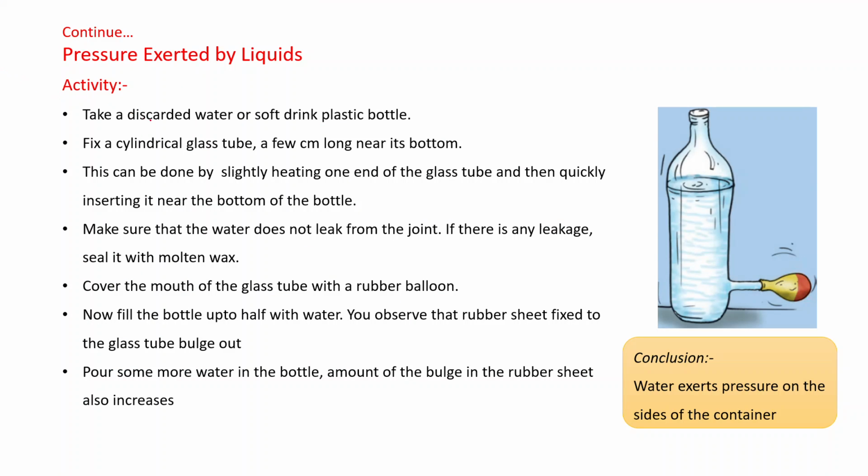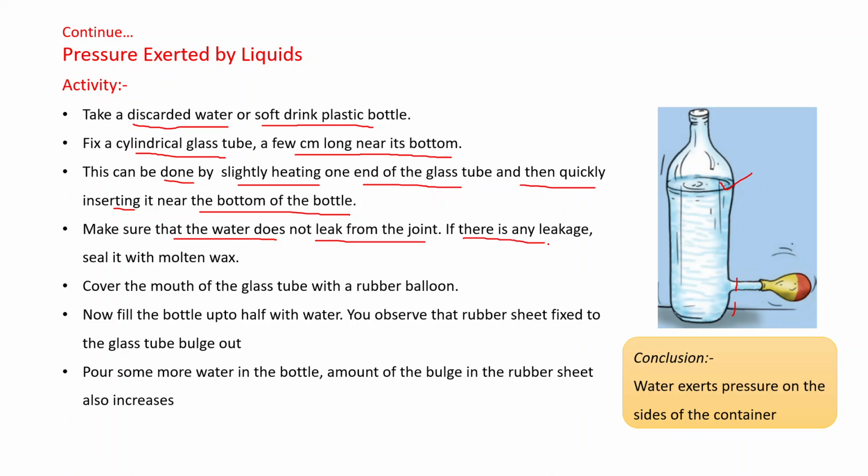Now see one more activity. Take a discarded water or soft drink plastic bottle. Fix a cylindrical glass tube a few centimeters long near its bottom. This is a discarded water bottle and near the bottom we have fixed a tube. How can we fix this tube? This can be done by slightly heating one end of the glass tube and then quickly inserting it near the bottom of the bottle. Make sure that water does not leak from the joint. If there is any leakage, seal it with molten wax.